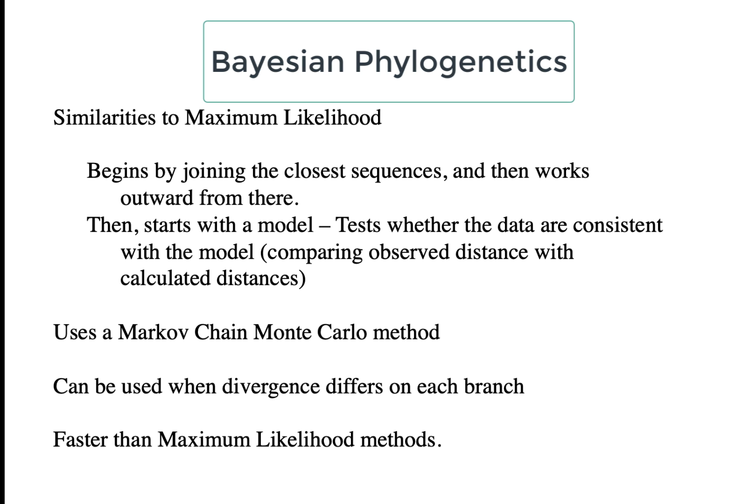The last method I want to talk about is Bayesian phylogenetics. It has some similarities to maximum likelihood because it deals with probabilities of joining certain sequences and looking at certain changes between taxa. So it begins again by joining the closest sequences together and then works outward from there, which is how maximum likelihood starts also. Then it starts with a model and tests whether the data are consistent with the model, comparing observed distances with the calculated distances.